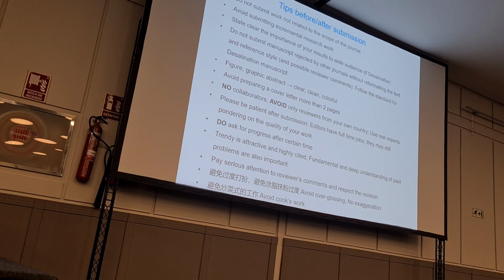There's a long list of tips before you prepare your submission of your paper to dissemination. I like this list. So first, don't submit papers out of scope. It's very easy to understand. Second, this is quite difficult: avoid submitting incremental research papers.